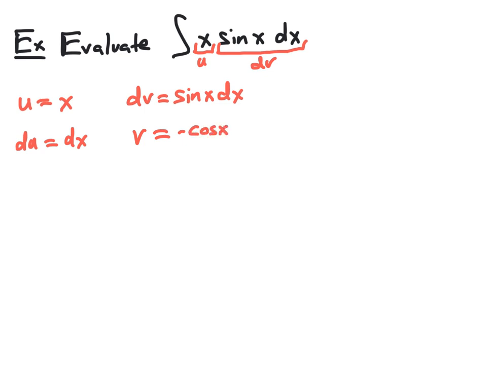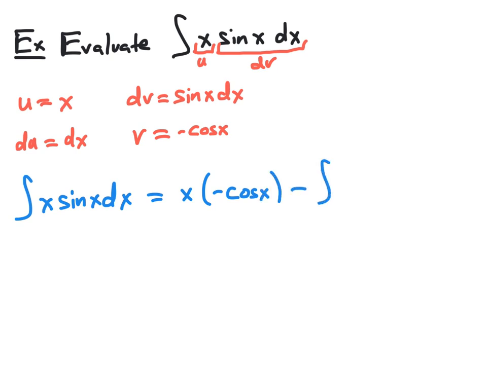And so here we want to make sure we anti-differentiate sine to get cosine, since the sine is the derivative of the function v. Now, by using our integration by parts formula, we're able to rewrite our integral, x sine of x, by writing u times v, so x times negative cosine x, minus the integral of v du, which would be negative cosine x dx.